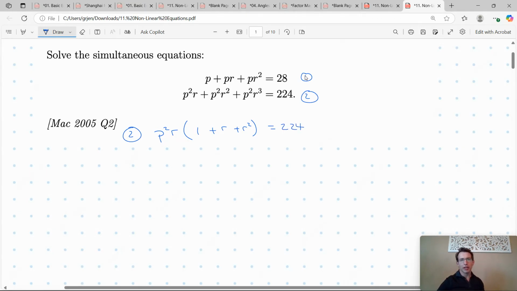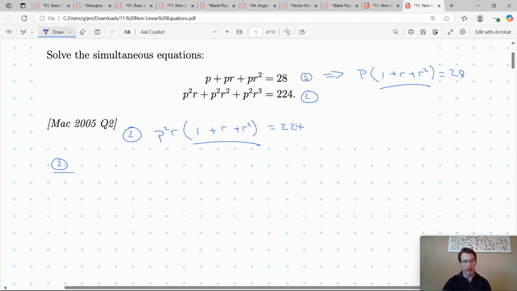And then manipulating equation 1 over here, factor out a p, sure, why not, 1 plus r squared equals 28, okay? And then we notice that we have this really gnarly thing that would cancel out. We're very excited to cancel these things out because it gives us a lot of information. So now we do 2 divided by 1.